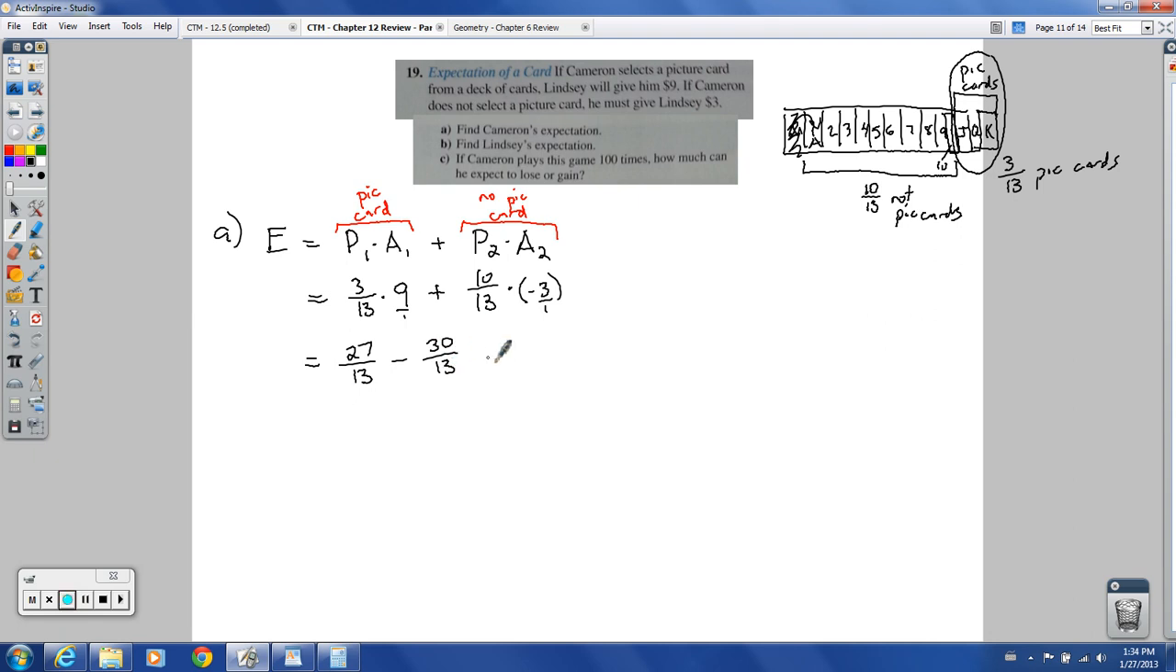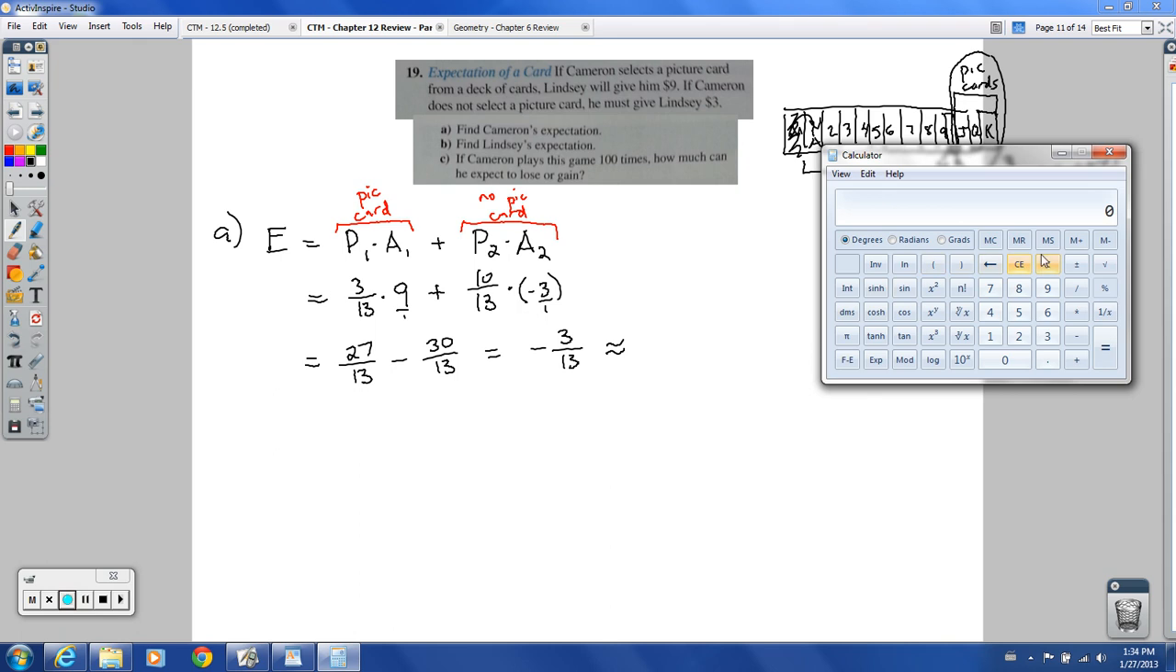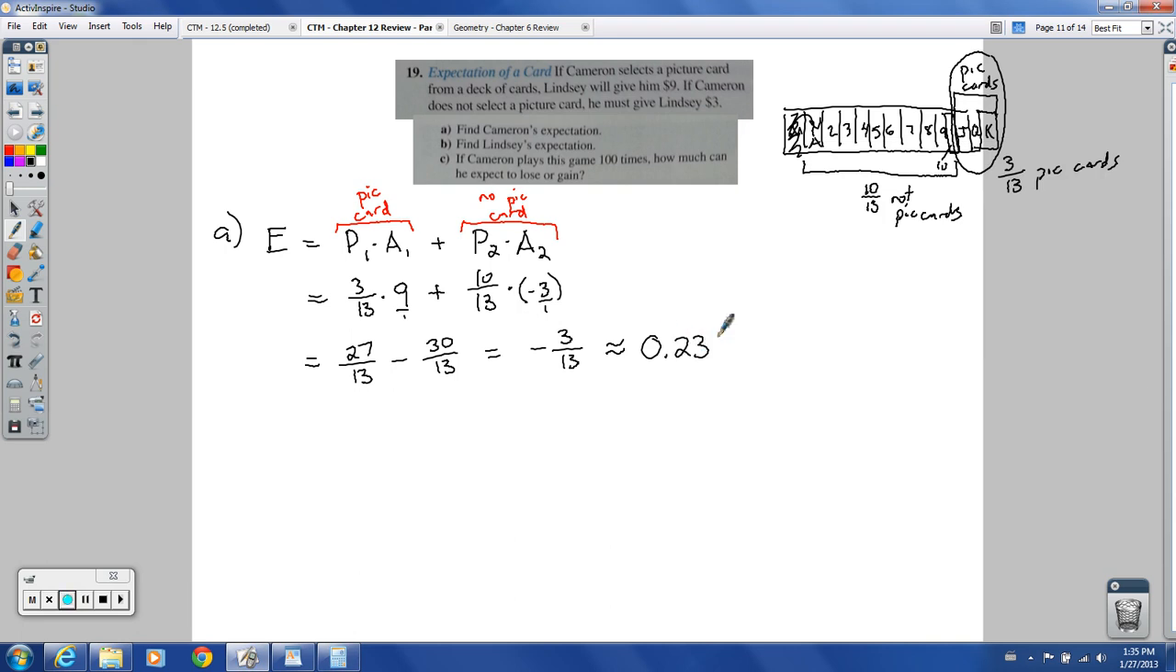So the expectation is that he's going to lose some money. It's going to be minus 3 out of 13, which is approximately, so 3 divided by 13 is that. So each time he plays, expectation is that he's going to lose about 23 cents. So this is 0.23, with a minus sign in front of there, minus 23 cents.